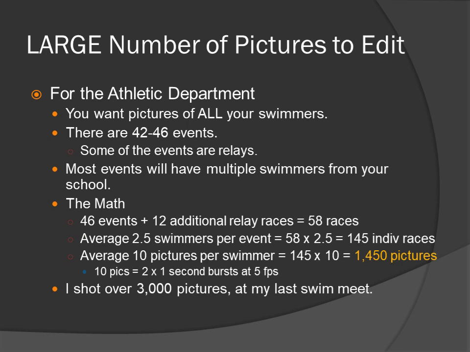Do the math. 46 events plus 12 additional relay races equals 58 races. Average 2.5 swimmers per event, and now you're up to 145 individual races. If you shoot an average of 10 pictures per swimmer, now you have 1,450 pictures that you shot.